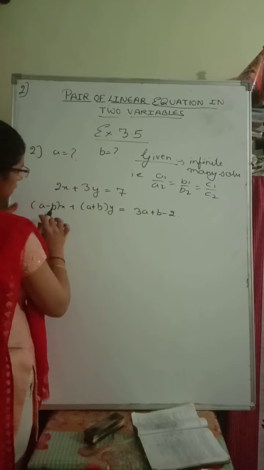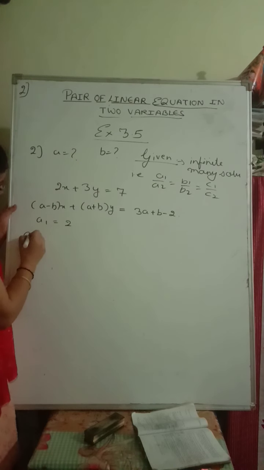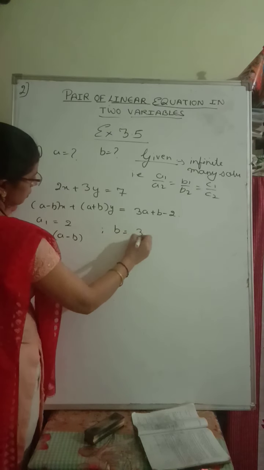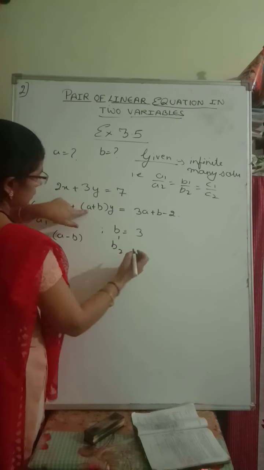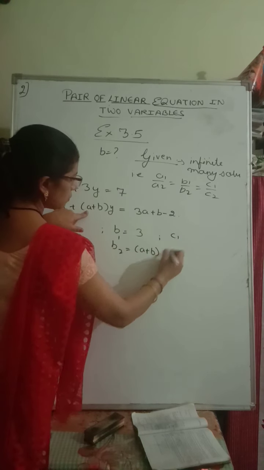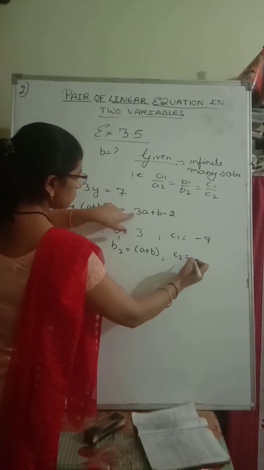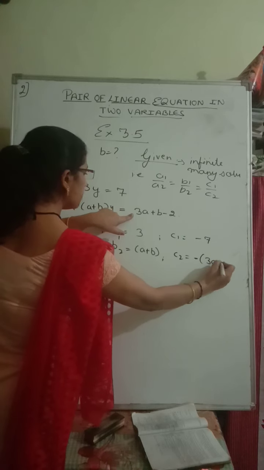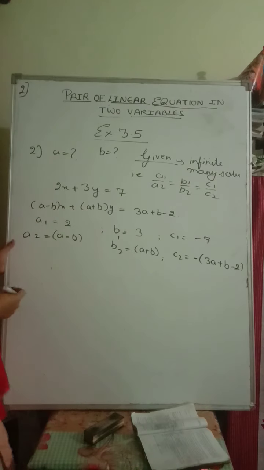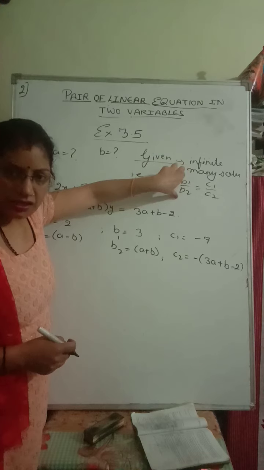So very first write what is a1, what is a2, what is b1. a1 equals 2, a2 equals a minus b, b1 equals 3, b2 equals a plus b, c1 equals minus 7 as I am bringing it to this side, c2 equals minus of 3a plus b minus 2, because I will bring this side, so this will become this. So what we have to do? We are given that the condition is this, we will put the condition.